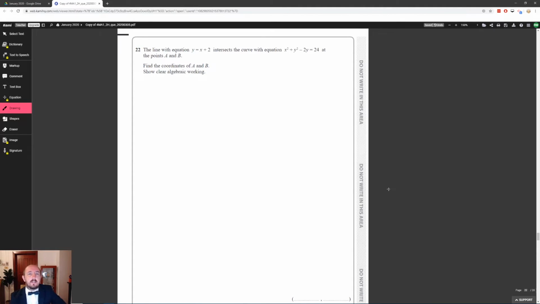Question 22 is quadratic simultaneous equations. So we have our linear term here, which we can substitute into this. So we have x squared plus x plus 2 all squared minus 2 lots of y, and we're going to try and get this as a quadratic we can solve.